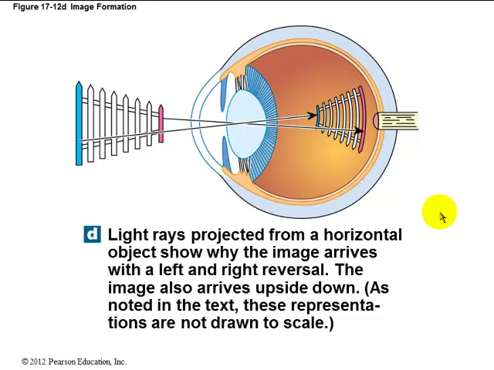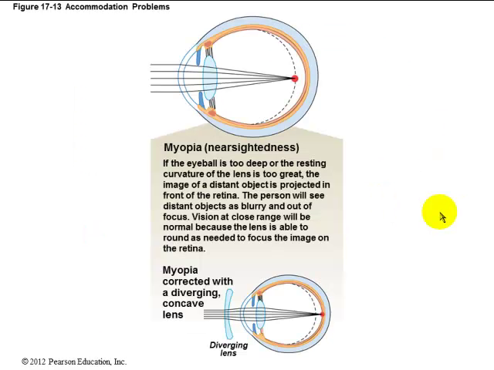And of course left and right are backwards as well. In myopia, which is nearsightedness, the eyeball is too long, and the focal point of the normal lens is trying to hit where the retina should be, but the retina is further back. A concave lens will correct for this condition.